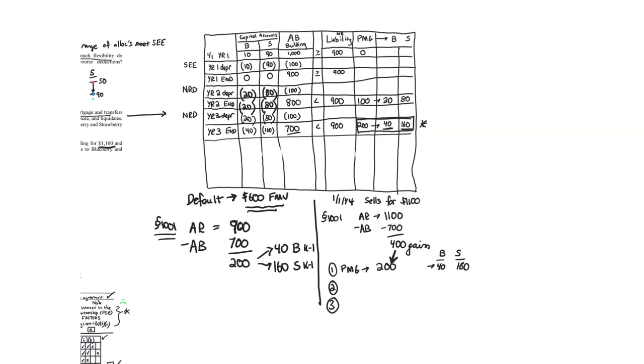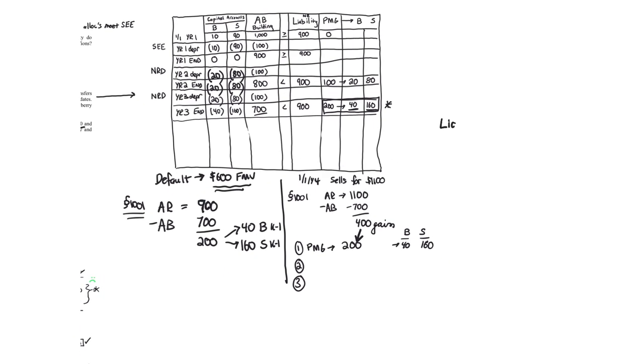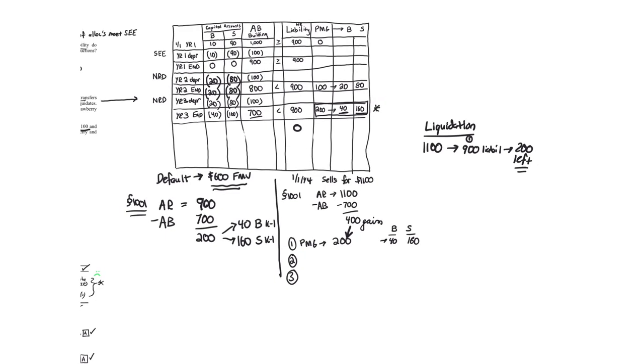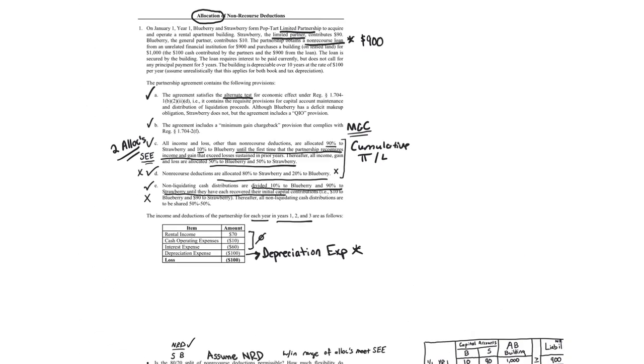Think about on liquidation, because after this problem, liquidation occurs. The business has $1,100 cash after this transaction. What's the first thing it's going to do? It's going to pay off the creditors. So it's going to first pay off the $900 liability to the bank. So it's no longer going to owe that. That'll be zero. We have $200 left. Okay. Next, think about our partnership agreement.